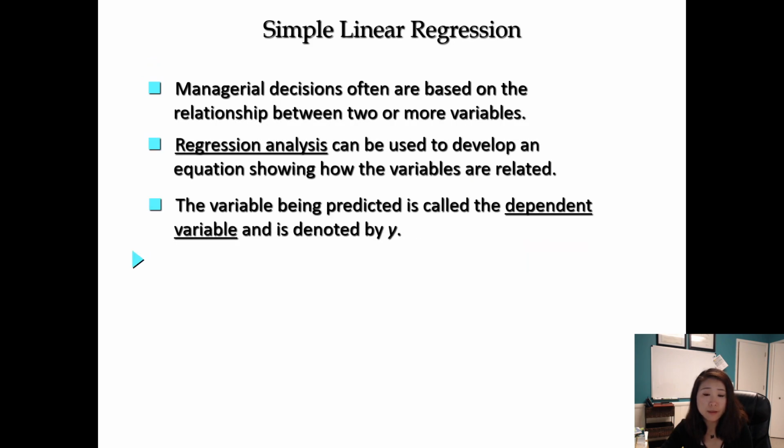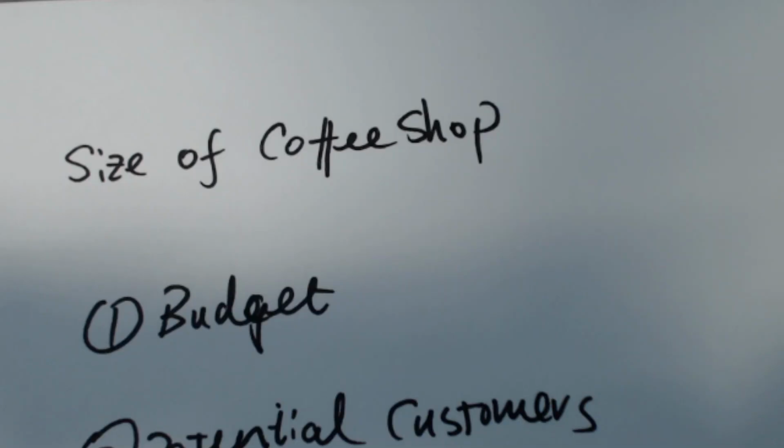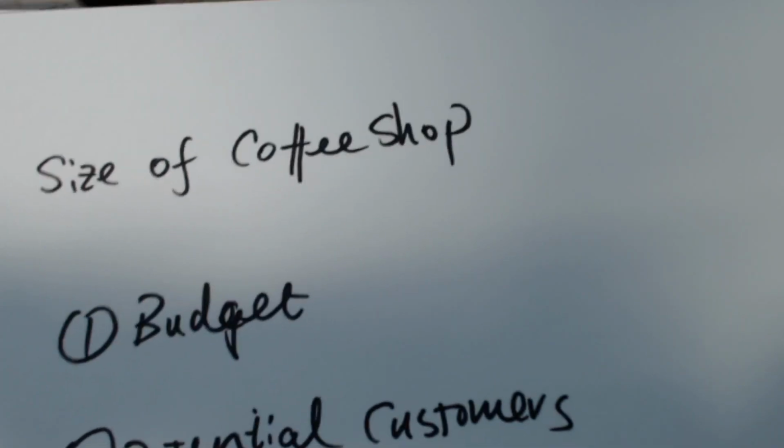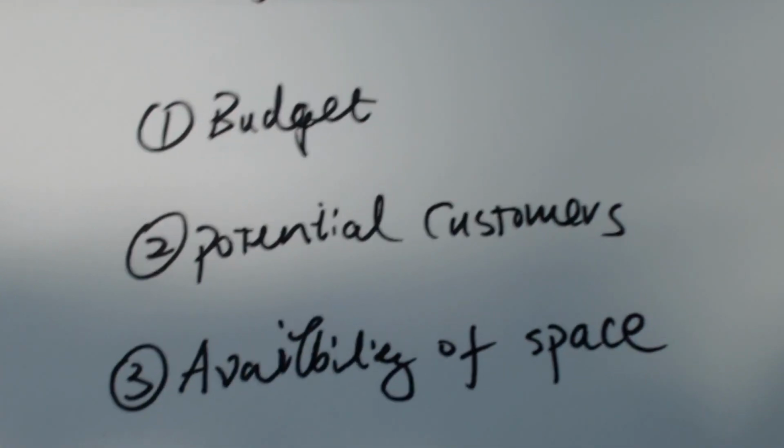The first variable you would see in the regression model is called the y variable. That is the variable being predicted. It's called the dependent variable, and it is denoted by y. If we look at the coffee shop case, we will look at what will affect the size of the coffee shop. We have the size of the coffee shop, the budget, the potential customers, and the availability of space.